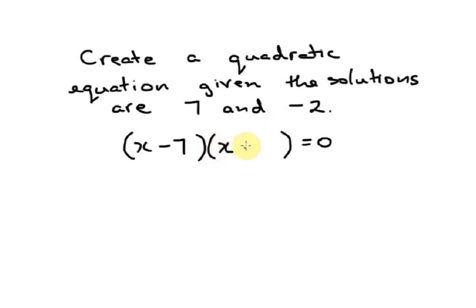What about this negative 2? Well, what if I went x plus 2? So if I put negative 2 in for the x, then this would be 0. Well, guess what? This looks pretty good. The only thing left to do is to expand out the brackets and make it look like a quadratic equation. So I get x squared, then I get plus 2x, then I get negative 7x, and finally negative 14 equals 0. And I'll put together the middle terms.